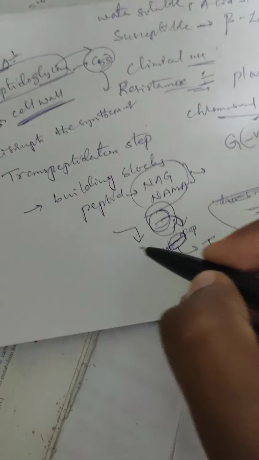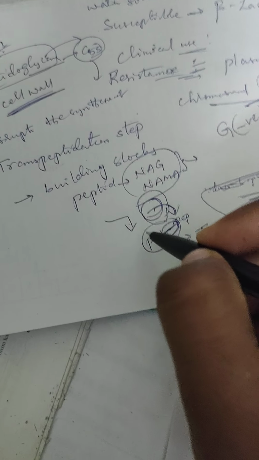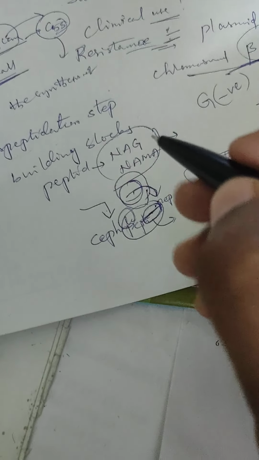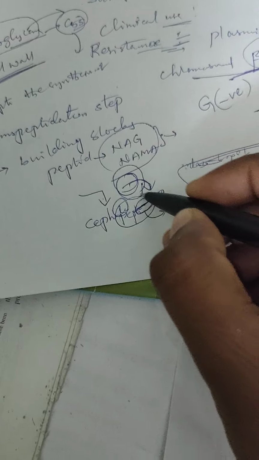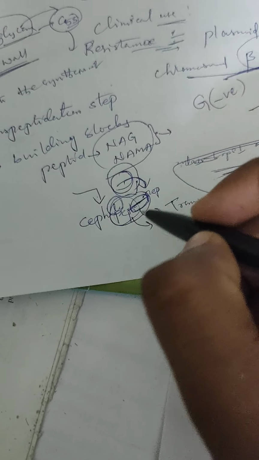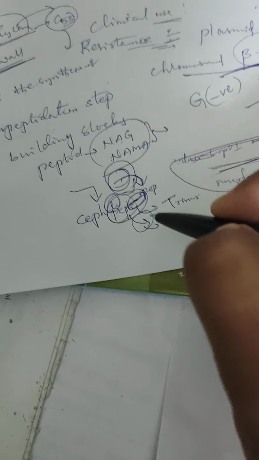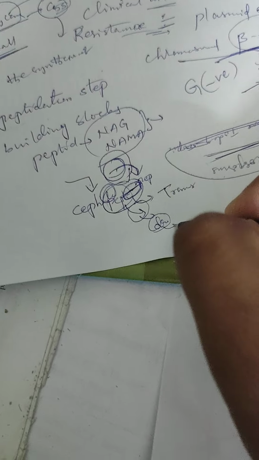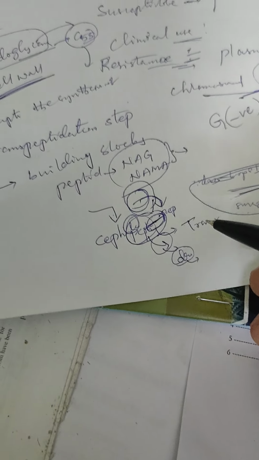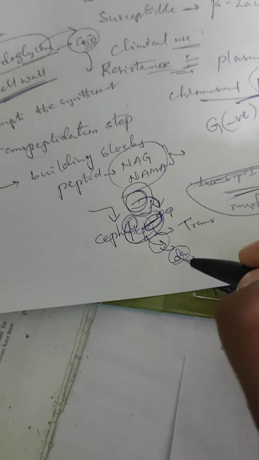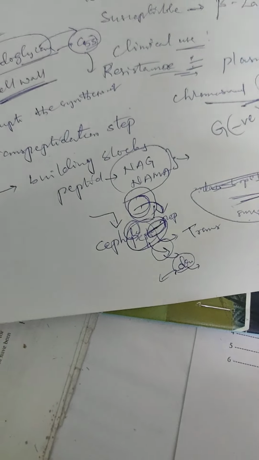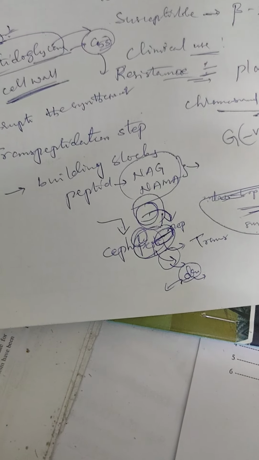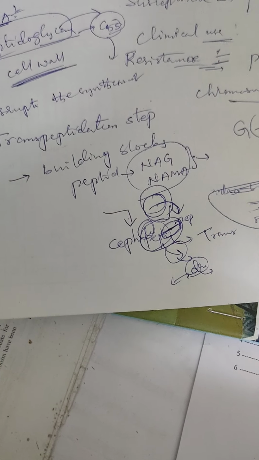Okay, so this step, transpeptidation, is inhibited by the cephalosporin antibiotics. Because of this, the formation of the cell wall will decrease, means the integrity of the cell wall will decrease, which causes disruption of the cell wall. Whenever the cell wall is disrupted, the growth of the bacteria is inhibited, and the bacteria will die. So this is how the growth of the bacteria is inhibited by cephalosporin antibiotics.